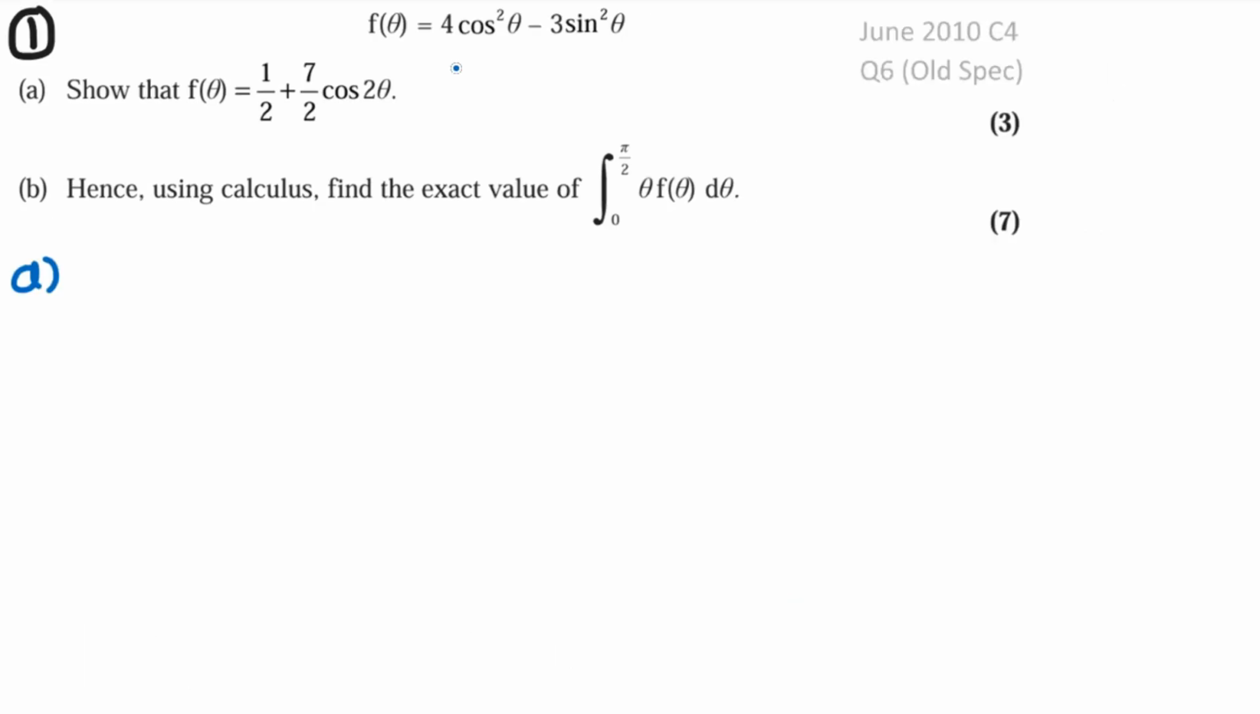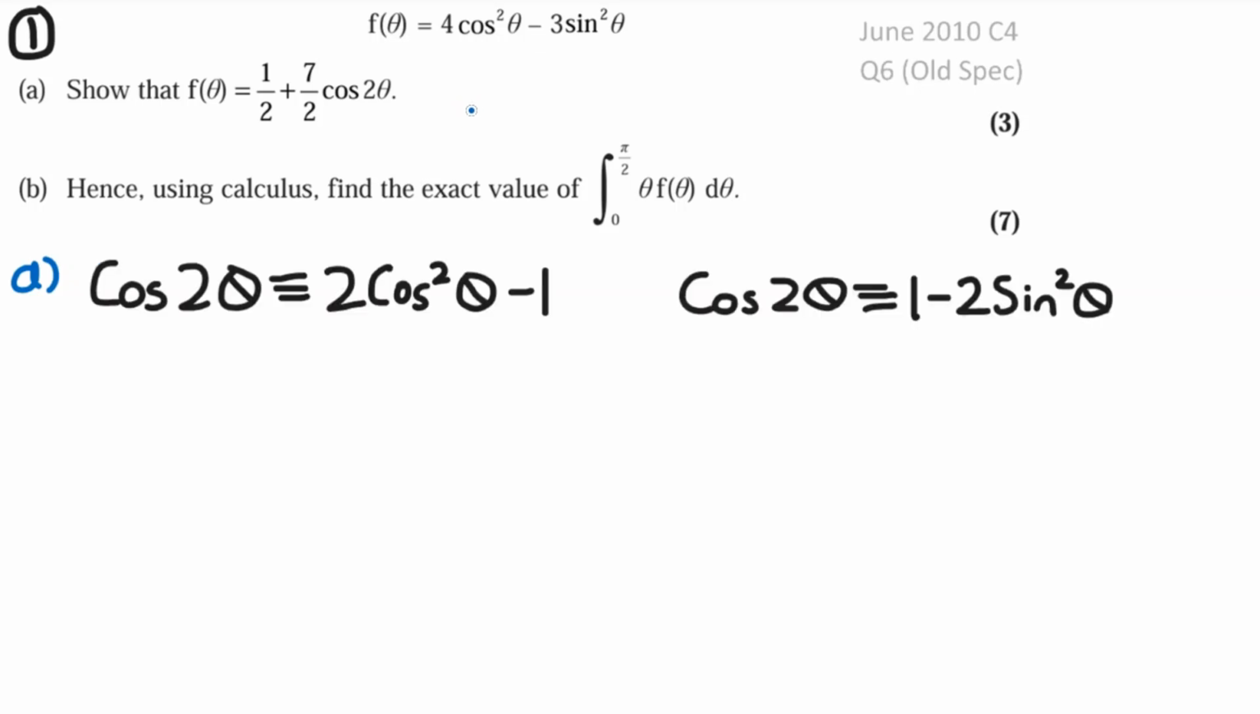Okay, so for question 1a, we're told that f theta is equal to 4 cos squared theta minus 3 sin squared theta, and we need to show that this can be written as half plus 7 over 2 of cos 2 theta. Now, I think there's a couple of ways that you can do this question, but I think the easiest way is to consider the double angle formula that cos 2 theta is equivalent to 2 cos squared theta minus 1, and that cos 2 theta is equivalent to 1 minus 2 sin squared theta. Go back to the videos on the double angle formula if you need a reminder of how these work.